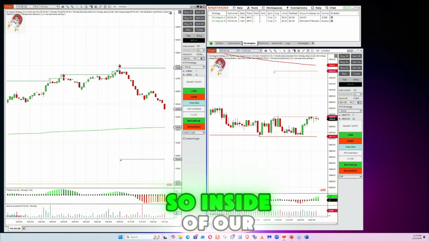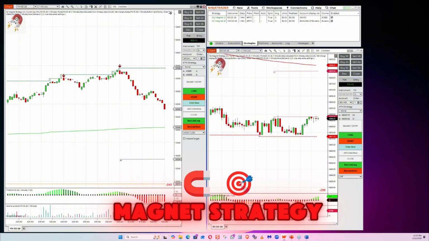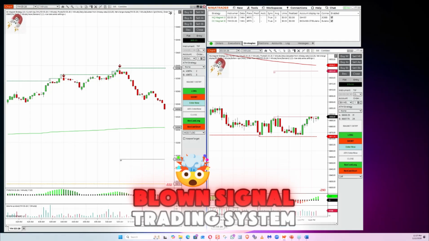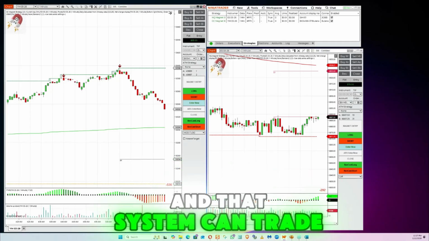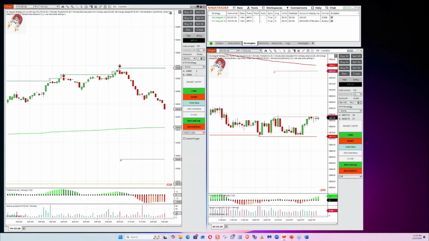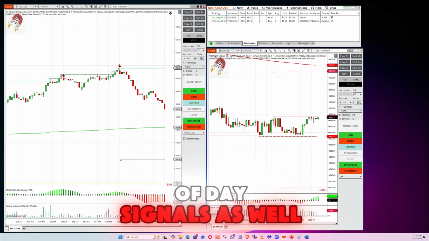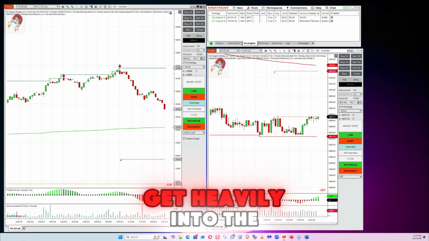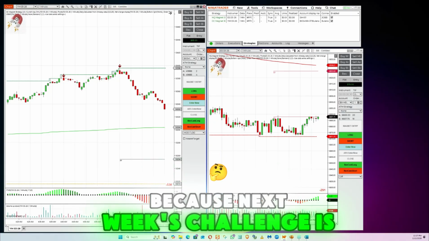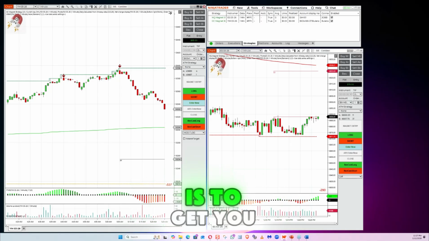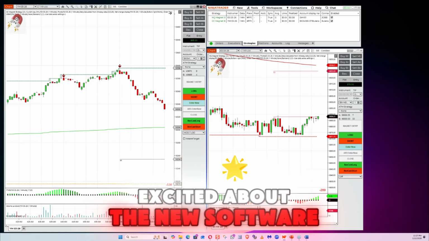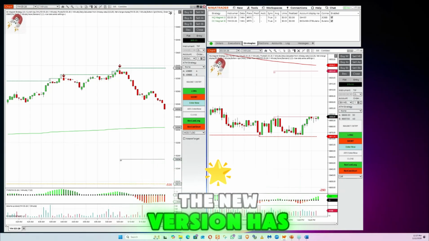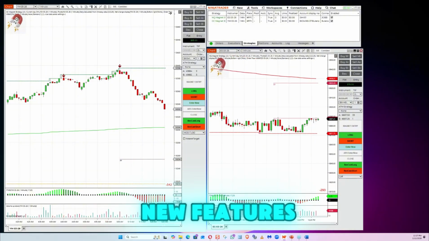So inside of our magnet strategy, besides trading for the magnet, we have a full-blown signal trading system, and that system can trade VWAP signals, high of day, low of day signals as well. Also, our magnet software, and I'm not going to get heavily into the new version because next week's challenge is for that. This today is to get you excited about the new software and to invite you to our challenge. But suffice it to say, the new version has a tremendous amount of extra new features now.